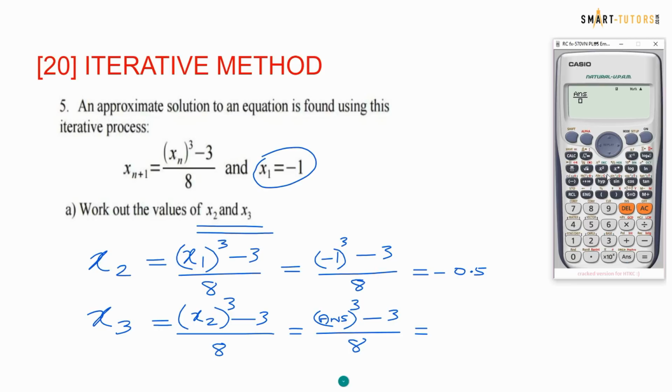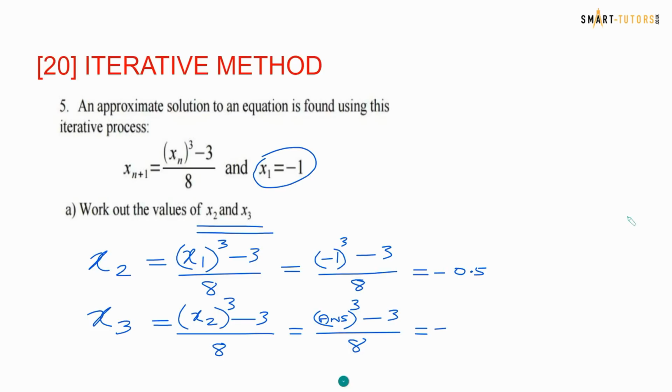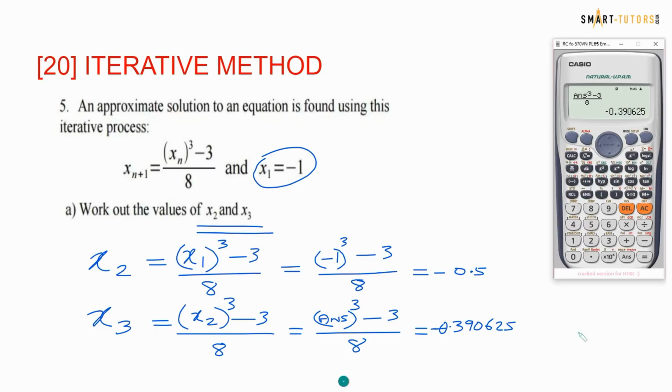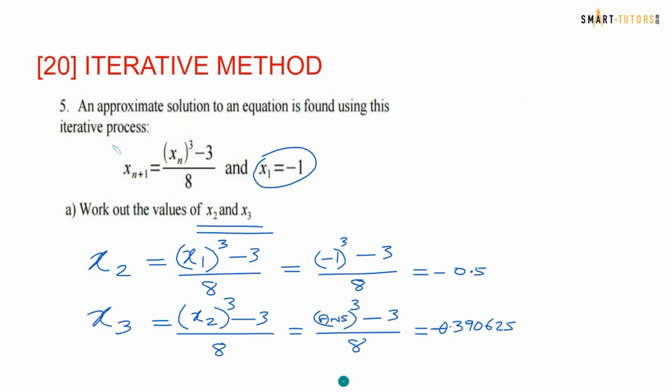So answer cubed, to the power 3, come back to the same level, minus 3 and down is 8, and the answer is minus 25 over 64. So minus 0.390625. So the answer is minus 0.390625. That is topic 20.